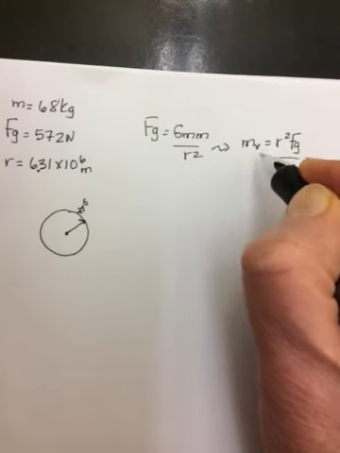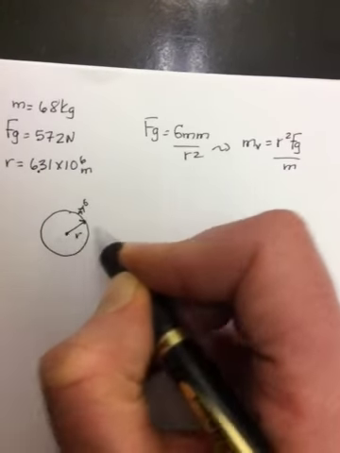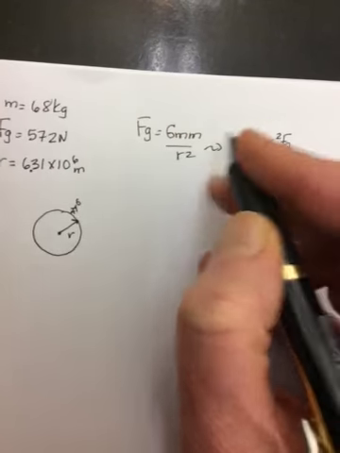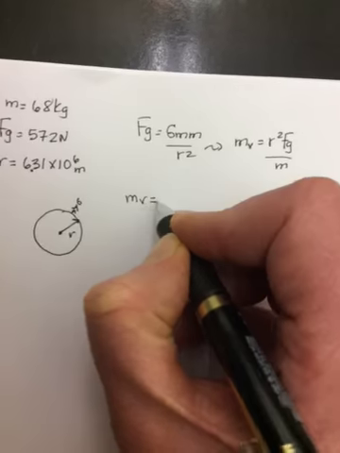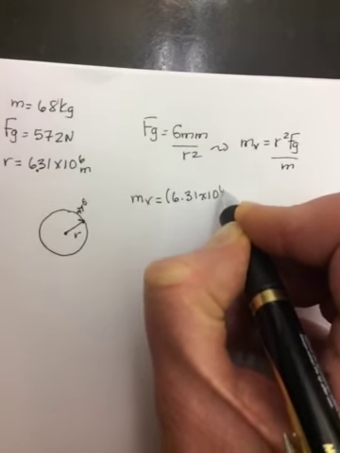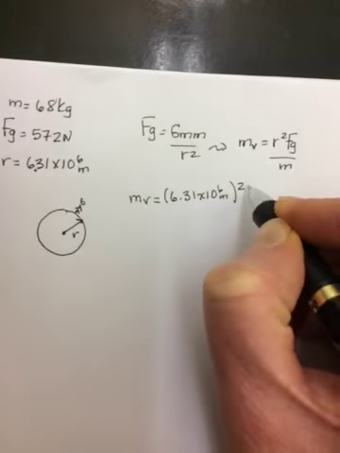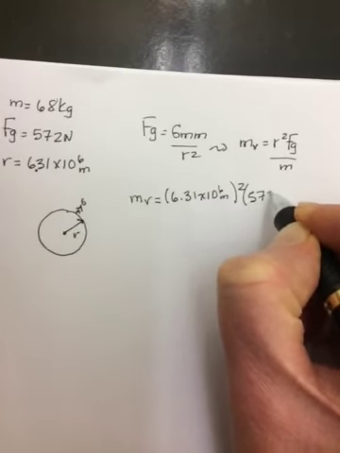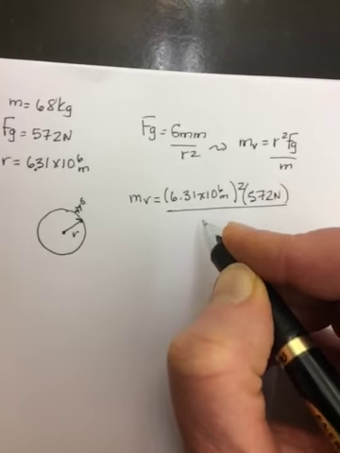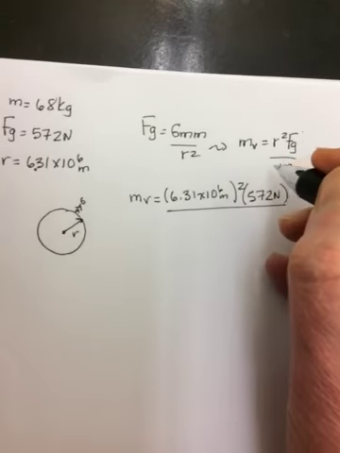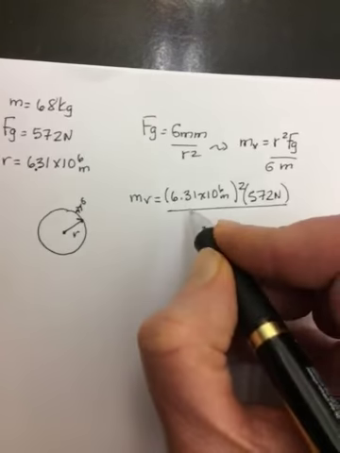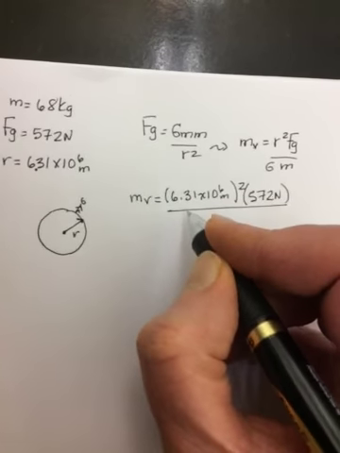Okay, so we rearrange it, and we call it a small r because it's the radius of the planet. So we rearrange Newton's universal law of gravitation for the mass of Venus. We fill our numbers in here: 6.31 times 10 to the 6 meters squared. Fg is 572 newtons. Your mass is, I lost capital G somewhere there. Sorry about that. It's on the bottom. There we go. I was recopying and clearly didn't do it well.